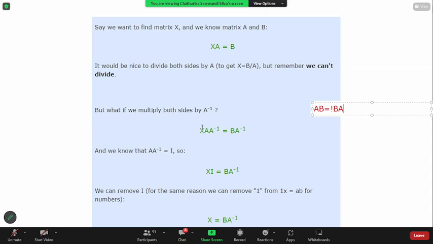So it doesn't matter. There is no need to always add A inverse at the end of XA. You can put it in front of XA. If you are going to put the A inverse in front of XA, then here also you should place A inverse in front of B. So that thing you need to keep in mind.